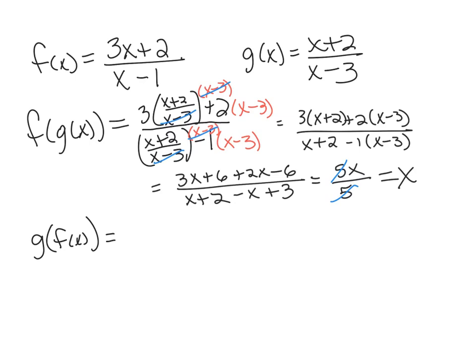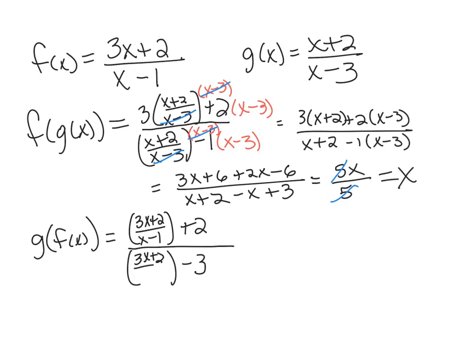All right, let's do it the other way. Now g is on the outside, and g says something plus 2 over something minus 3, and we plug in the f. Multiply everybody by the denominator, x minus 1, x minus 1. It gets distributed, right? So all we're doing is multiplying the top and the bottom by the same thing, and then using the distributive property.